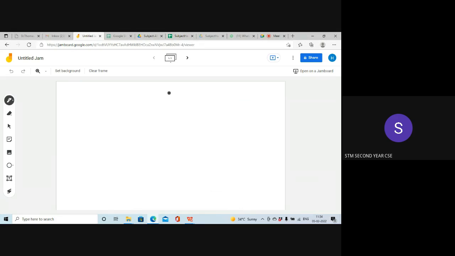Here we are going to solve, write the heading: solution of non-homogeneous recurrence relations. Solution of non-homogeneous recurrence relations.